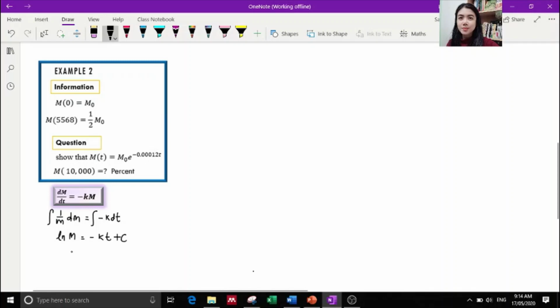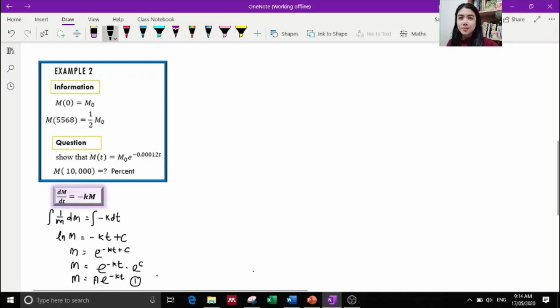Okay, and then exponentiate both sides. If you exponentiate the left hand side, it will give you m only. And if you exponentiate the right hand side, this is what you get. You will have e to the power of negative k t plus c. Okay, so now the exponent, we have to split into two exponents. So you have e to the power of negative kt multiplied with e to the power of c. And e to the power of c is actually a constant, so you can replace it, let's say, with a constant A. So now we have the first equation.